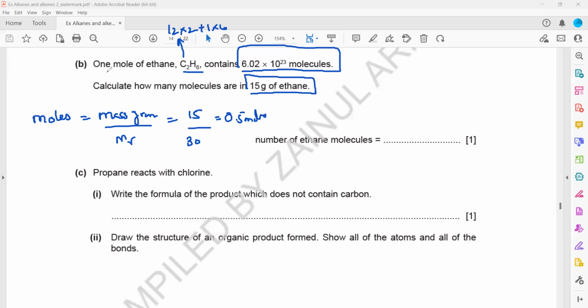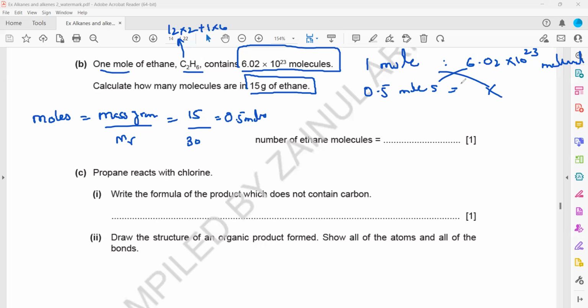According to the question, 1 mole contains 6 into 10 to the power 23, which is 6.02 exponent 23, also known as Avogadro's constant or Avogadro's number. But we don't have 1 mole, we have half a mole. If 1 mole contains this, 0.5 moles will be X. Cross multiply: 3.01 multiplied by 10 to the power of 23 molecules.